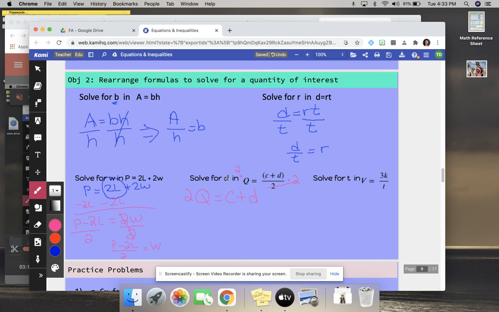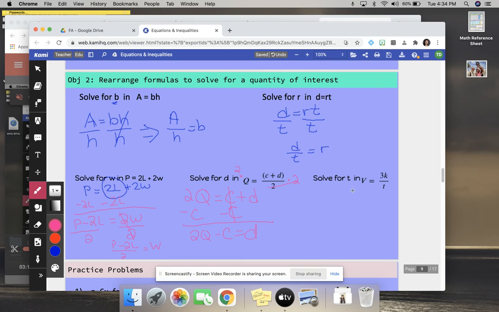And again, we're trying to solve for D. So now I'm going to get rid of the C. The C is positive, so I'm going to subtract. This gets rid of the C on the right side. And now I'm left with 2Q minus C is equal to D.